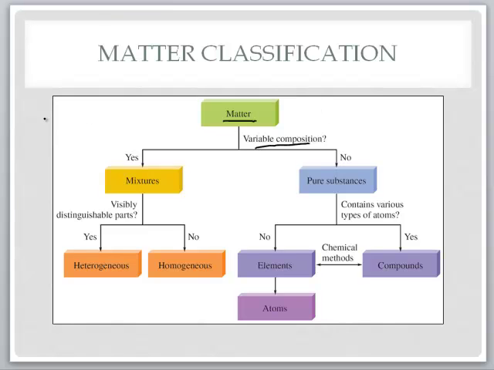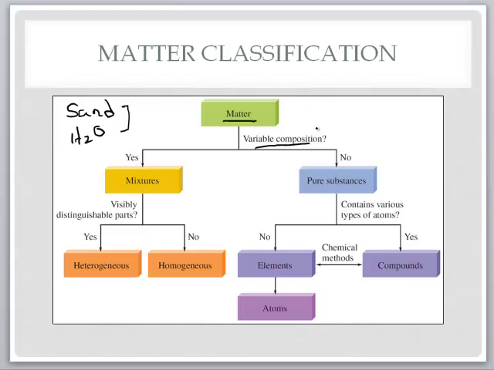In other words, if you were to take, say, sand and water and put them together in a mixture, you could add more sand or less sand, more water or less water, so your composition can vary depending on how much of each compound you put in the mixture.